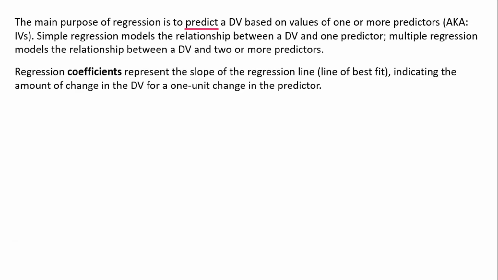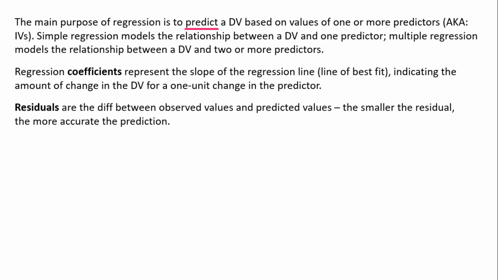Regression coefficients represent the slope of the regression line, or line of best fit, indicating the amount of change in the dependent variable for a 1-unit change in the predictor. Residuals are the difference between the observed values and predicted values. The smaller the residual, the more accurate the prediction.